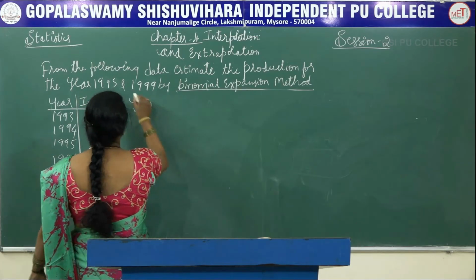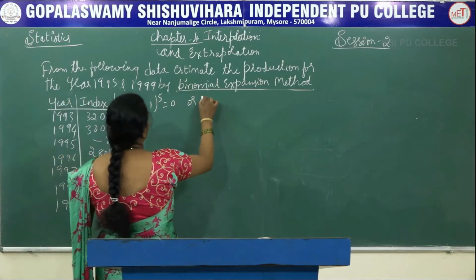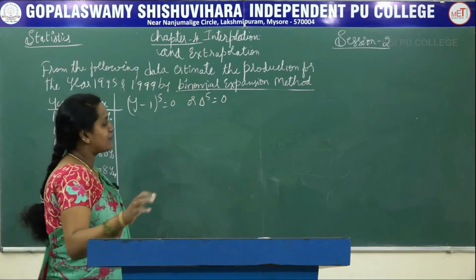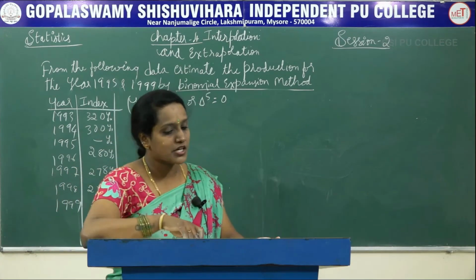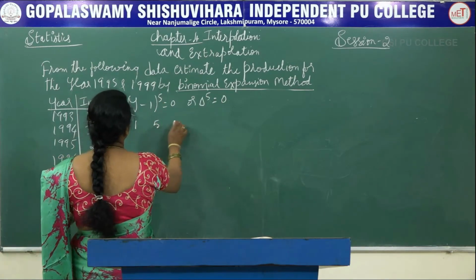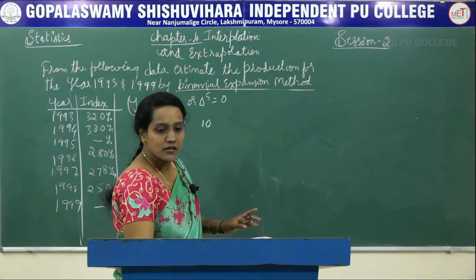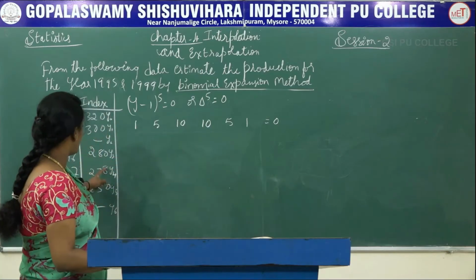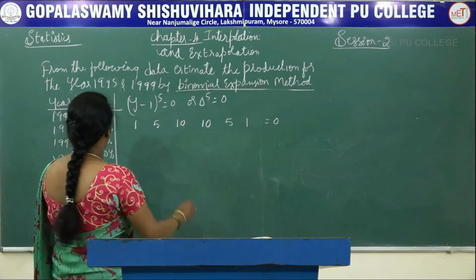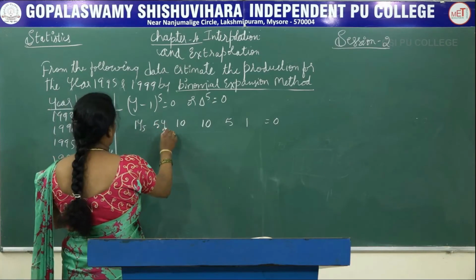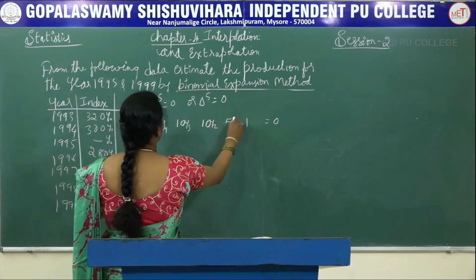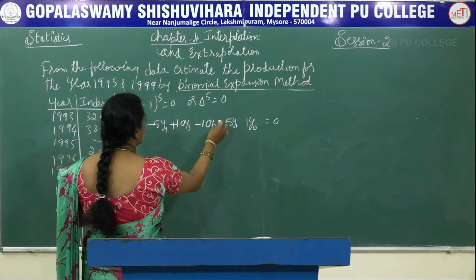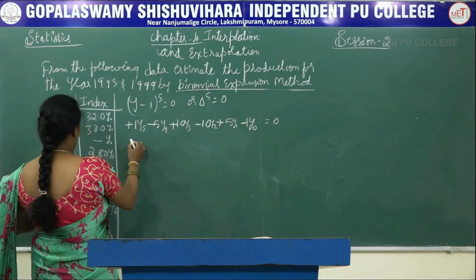That is (y minus 1) power 5 should be equal to 0, or delta power 5 should be equal to 0. Since here n is equal to 5, using the Pascal triangle, we have the coefficients as 1, 5, 10, 10, 5, 1 should be equated to 0, and here it should be in reverse order. So it is y5, y4, y3, y2, y1 and y0. Signs are like this: plus, minus, plus, minus, plus, minus. Now you substitute the values.